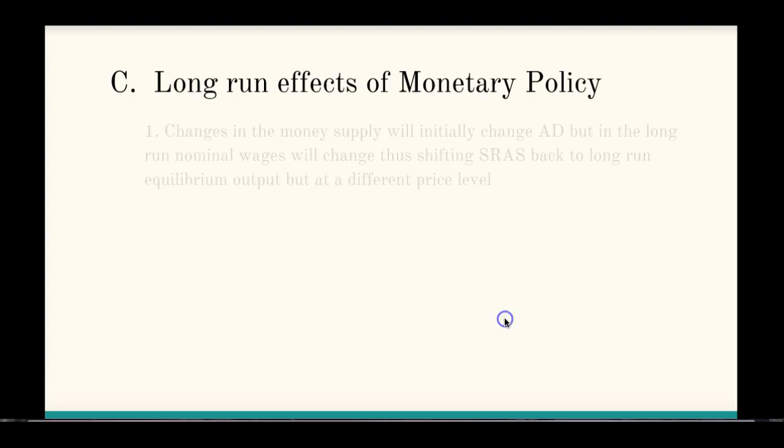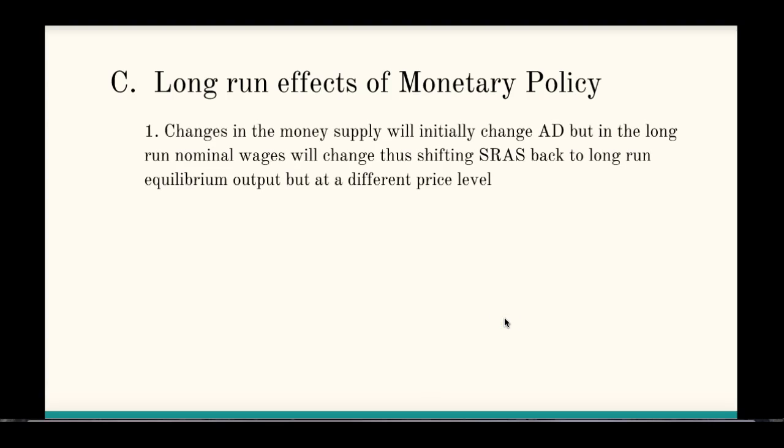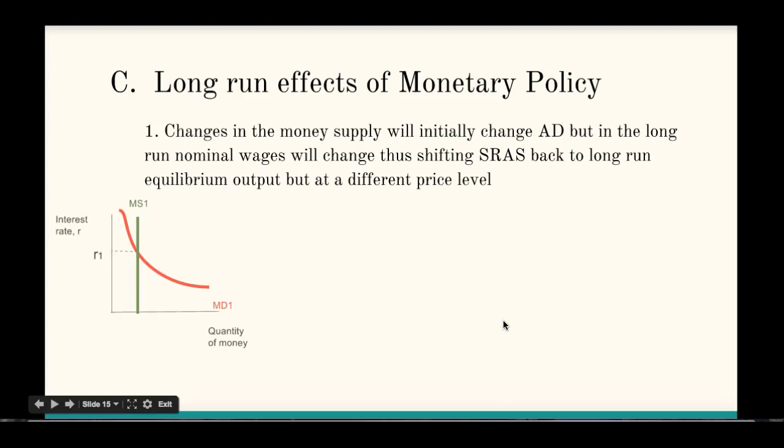First of all, any changes in the money supply will initially change aggregate demand, but in the long run nominal wages will also change and thus shift the short-run aggregate supply curve back to the long-run equilibrium, just at a different price level. It'll be the same output, the same level of GDP, which is our potential, but at a different price level. To give you a taste of what this looks like, this is just reminding you of one instance similar to what we did in class with our chart.